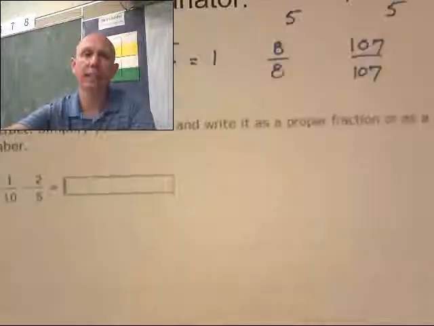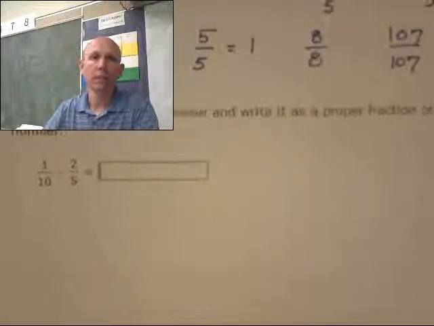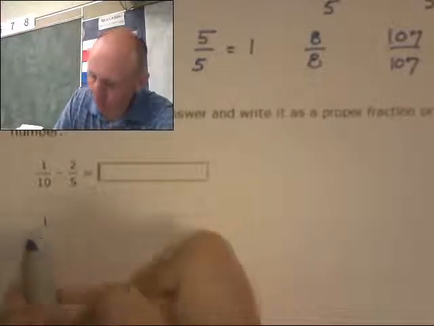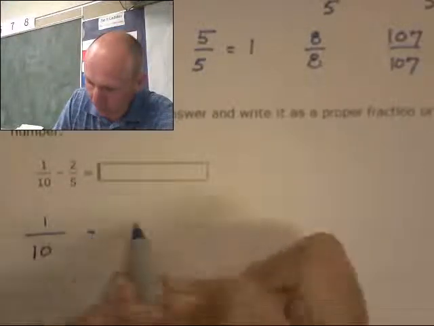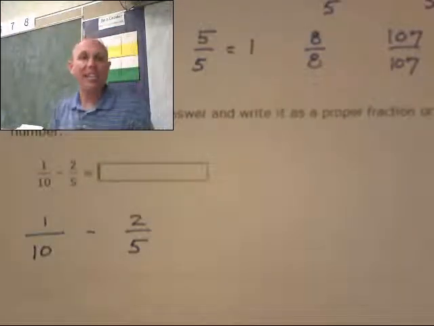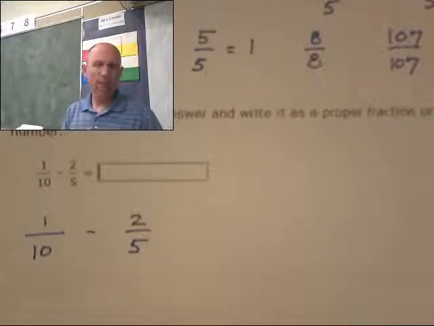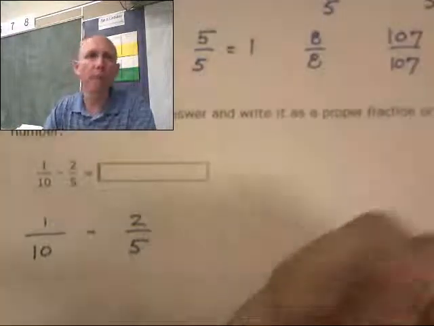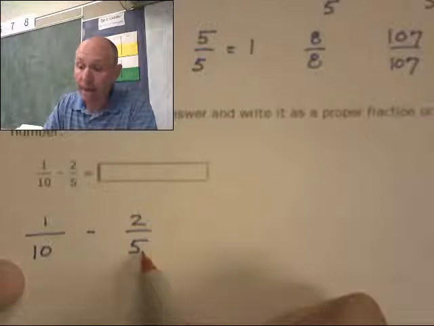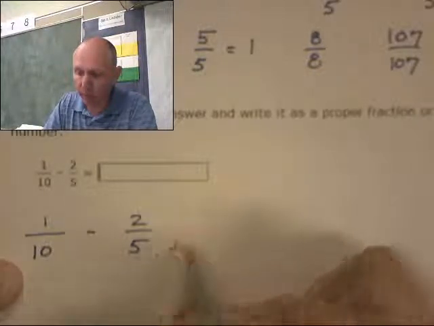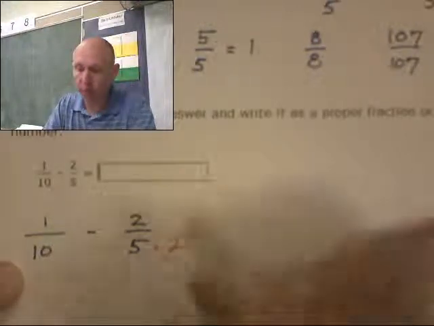I'm looking at 1/10 minus 2/5. Problem is, these guys cannot interact because they do not have a common denominator. I want a common denominator. I have a 10. I'm always going to go up to that common denominator. How can I turn a 5 into a 10? Well, if I multiplied it by 2, it would turn into a 10.